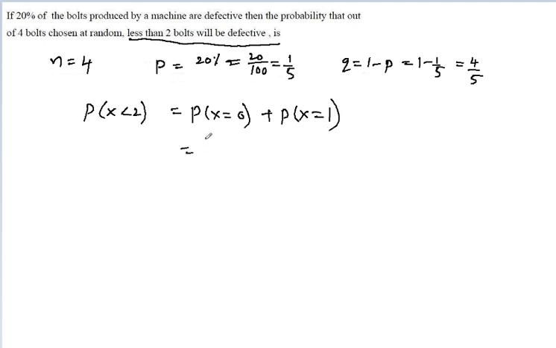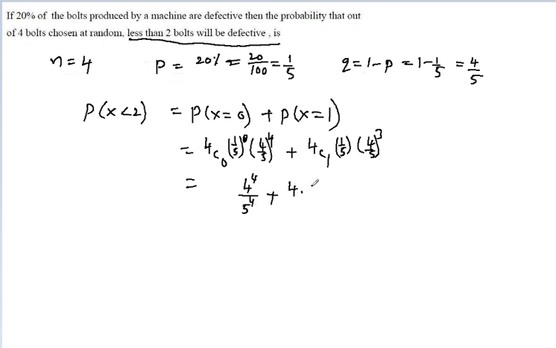That is P of X equals 0 means 4C0 (1/5)^0 (4/5)^4, plus P of X equals 1, that is 4C1 into (1/5) into (4/5) whole cube. That is equal to 4C0 is 1, (1/5) to the power 0 is 1, times 4 to the power 4 by 5 to the power of 4, plus 4C1 is 4, this is 4 cube by 5 into 5 cube, that is 5 to the power of 4.